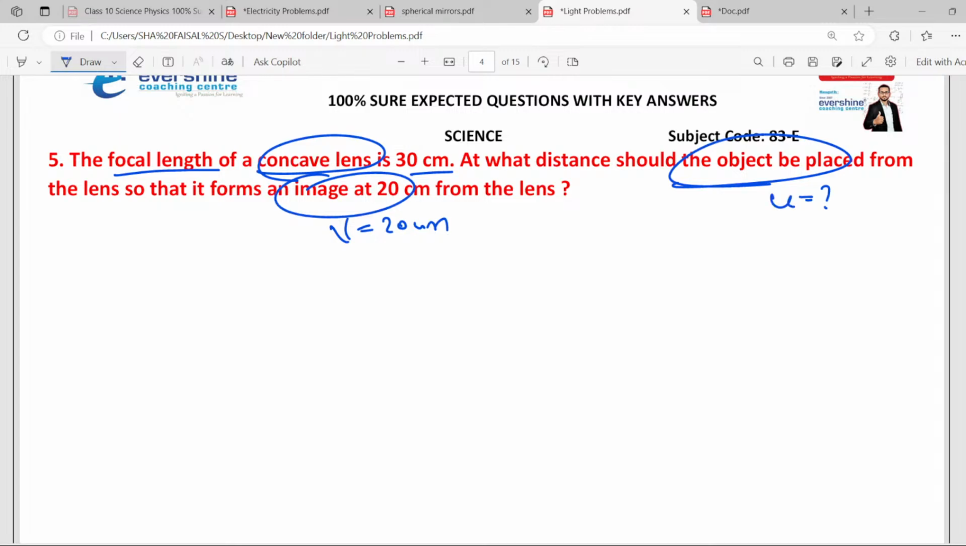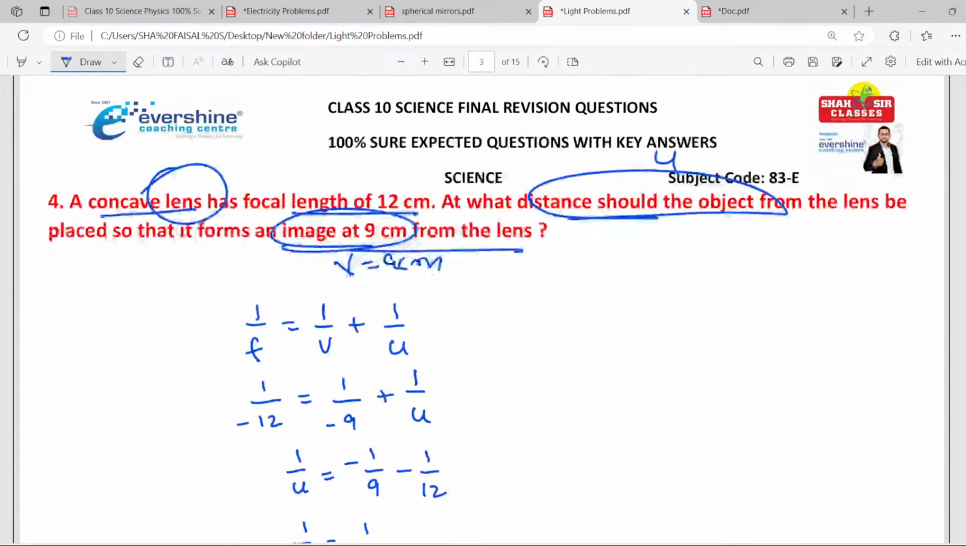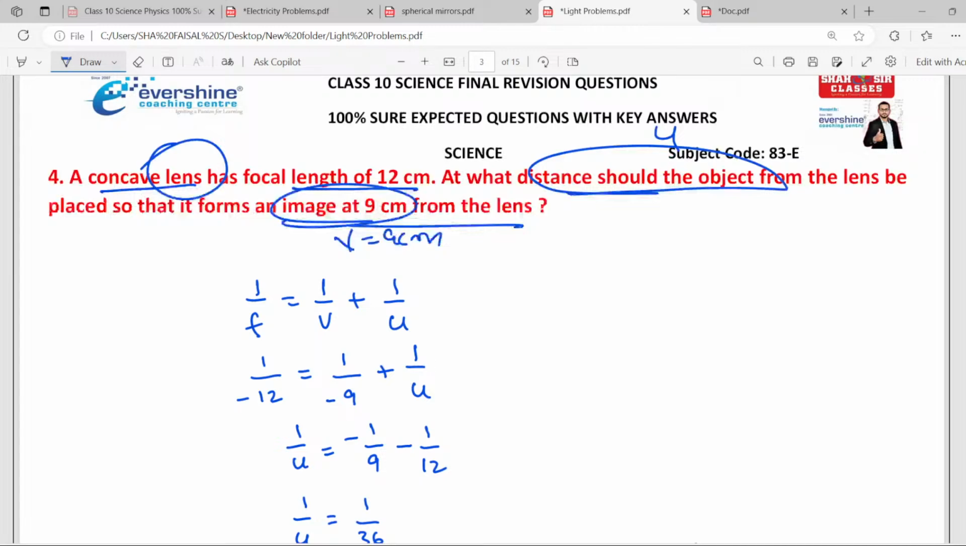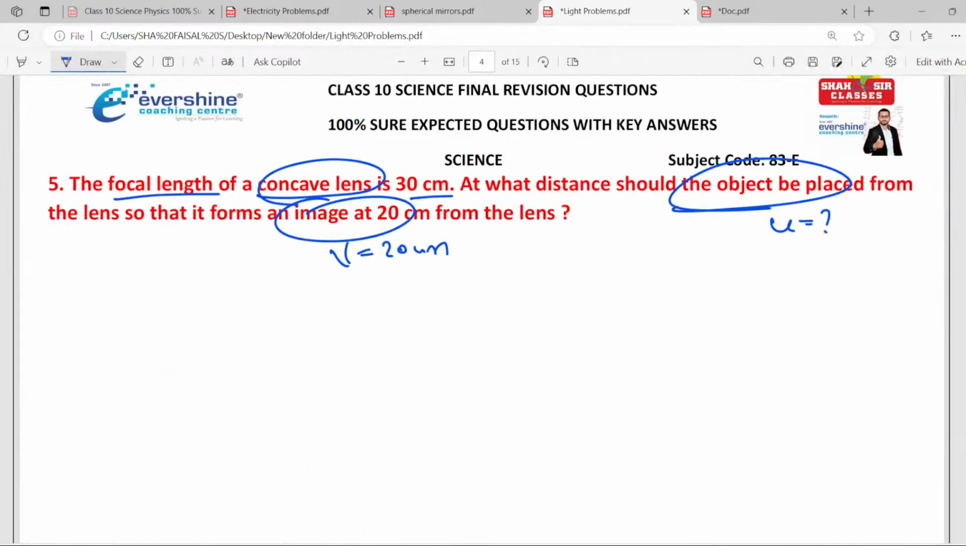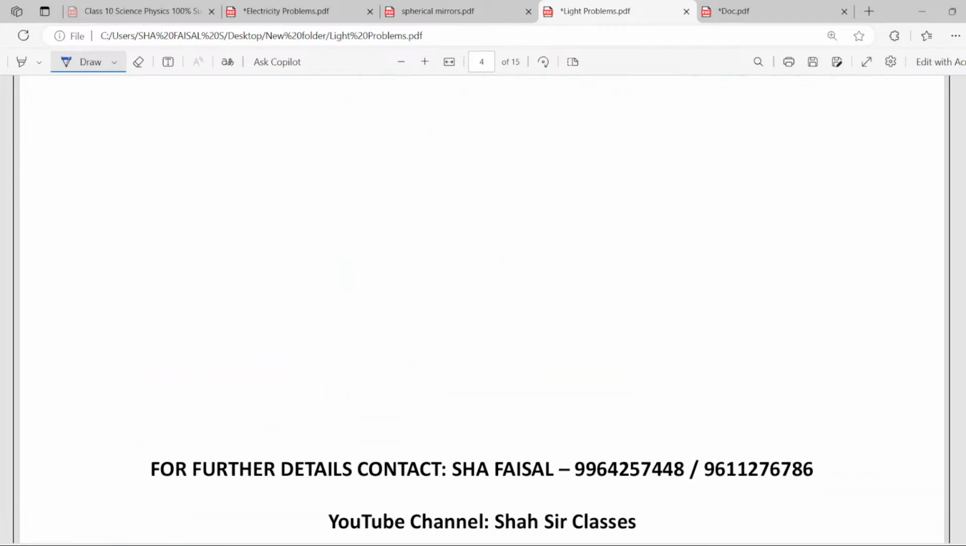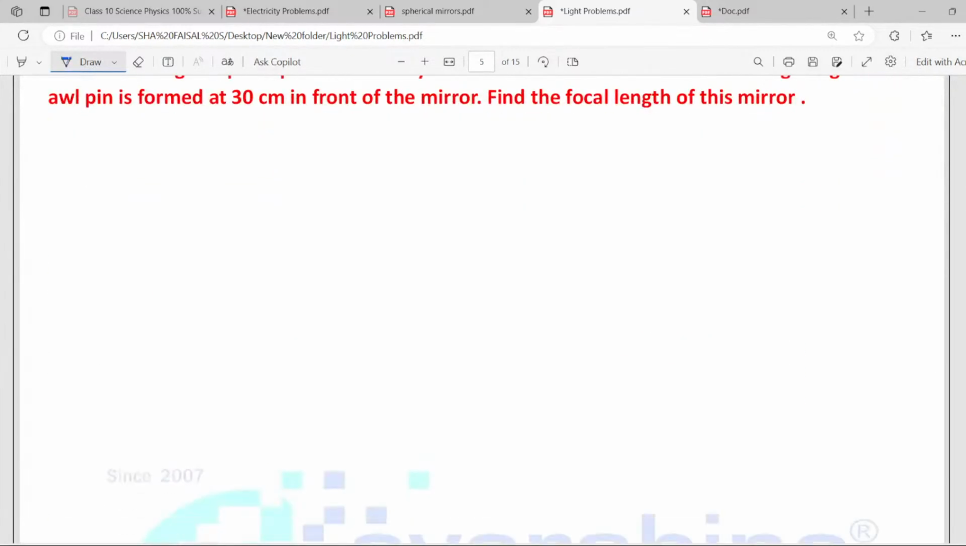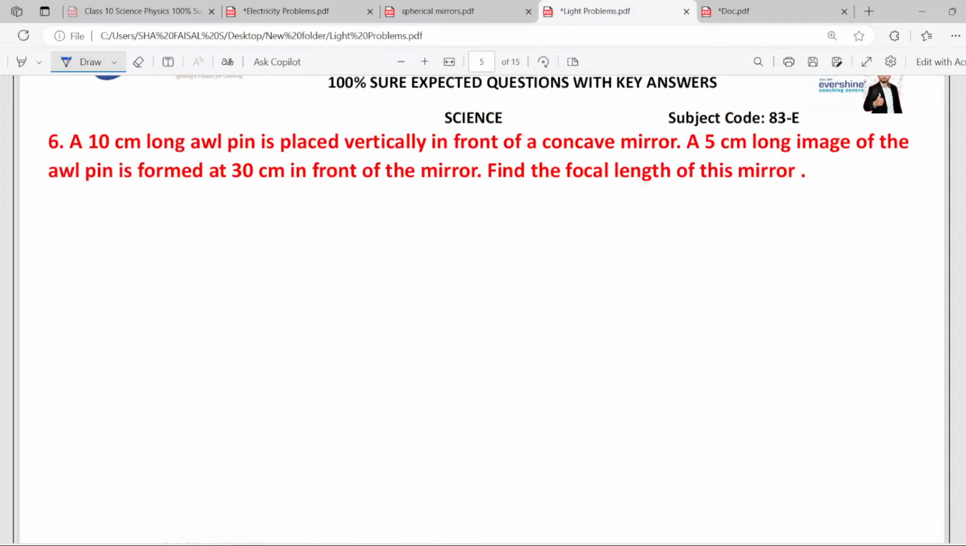Same thing, same steps. Right now we have done here, no? This is also concave lens. They have given focal length. They have given v value. They are asking u value to calculate. Same formula, same steps you can apply. So you'll get the answer here also. U is equal to plus 60 centimeters. Check. It means it shows object is kept in front of the mirror. Yeah, next question. Let me solve this.